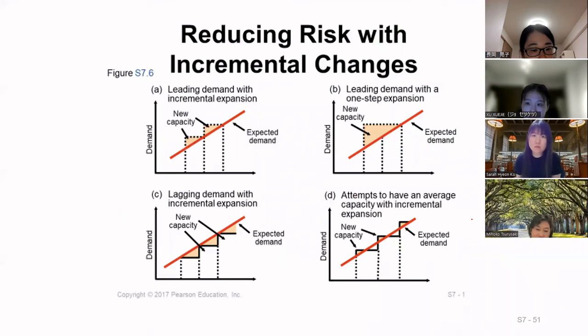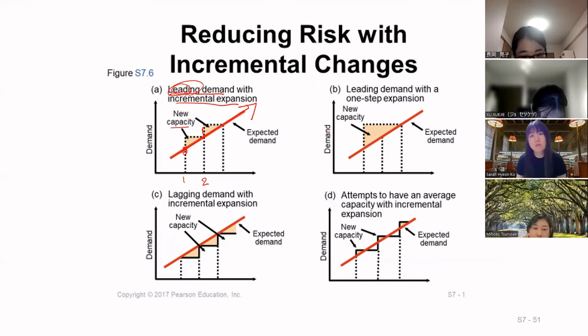Now, a little bit about when we want to change our capacity. There are many ways of changing capacity, but this is a different topic and it's not about break even anymore. It's about how to reduce risk with incremental changes of our capacity. There are four ways. One is leading demand with incremental expansion. If demand is expected to increase, leading demand means you increase the capacity early, before the demand actually increases. So new capacity is installed, for example, at this month. So this is leading demand.